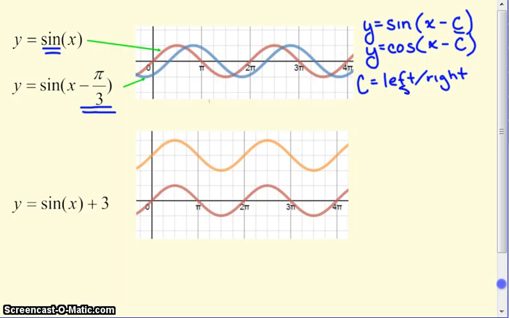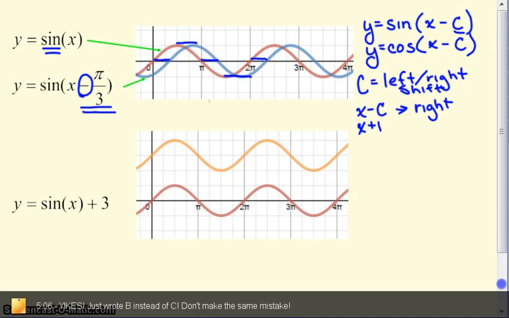You'll notice that when I look at that picture, my high point has shifted, my low point has shifted, where I cross the x-axis has shifted. Everything has shifted to the right. We subtracted pi over 3. We moved to the right. Everything here moved to the right pi over 3 spaces. So in our equation, if we have x minus c, that's going to take things and move things to the right. If I have x plus c, I'm going to move things to the left.